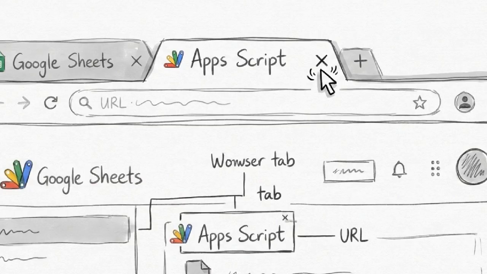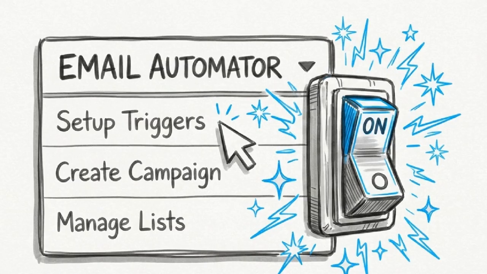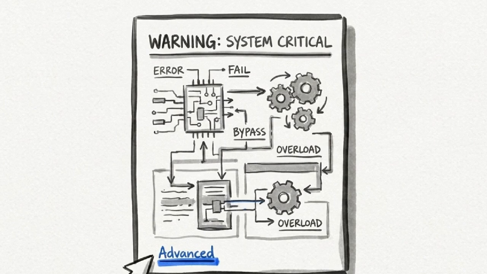Close the App Script tab and return to your main Google Sheets interface. Look at the top menu bar again. You will see a newly generated custom menu item titled Email Automator. Click Email Automator, then select Setup Triggers. This establishes the daily schedule for your alerts. If Google prompts you with one final security check, follow the exact same Advanced and Allow sequence we just completed.